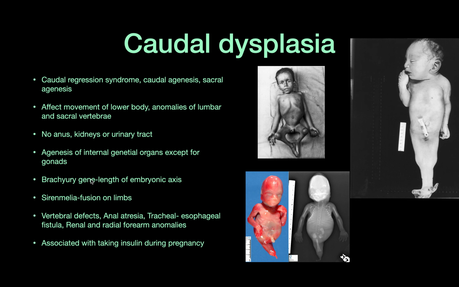Brachyury gene codes for the length of the embryonic axis. And so they believe that this gene is involved with this caudodysplasia.